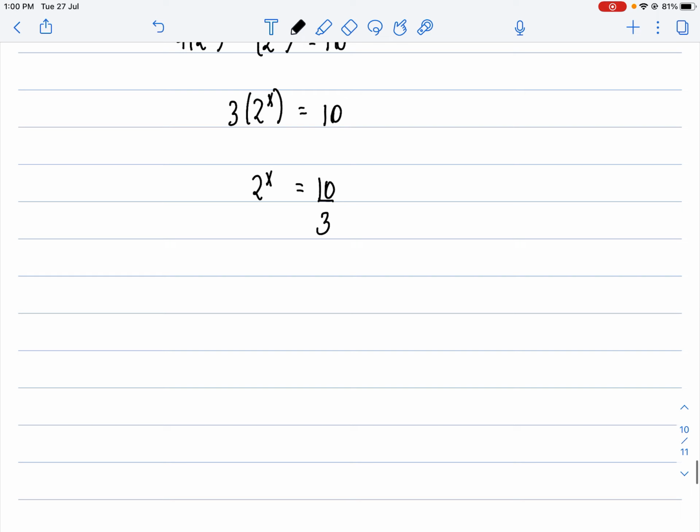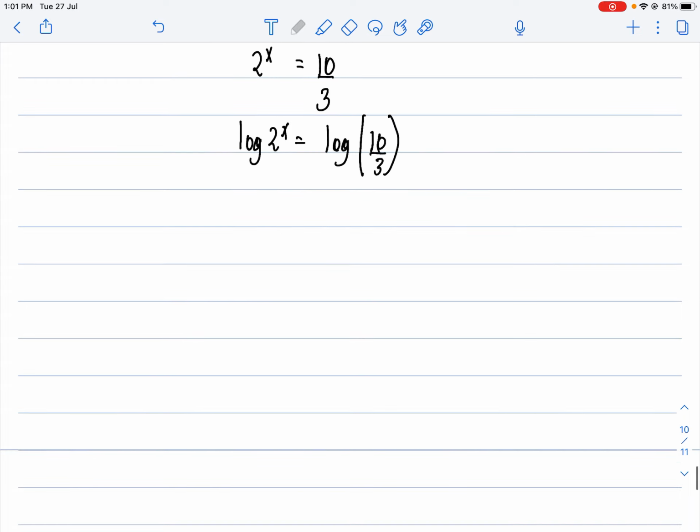Now when we normally have e here, we do ln, because even there the base is e. But here when we have a constant, we log both the sides because there's a constant and not e. So I get log of 2 raised to x equals log of 10 over 3. Correct? Now I can use the log property, which states that log of a raised to b can be written as b log a.